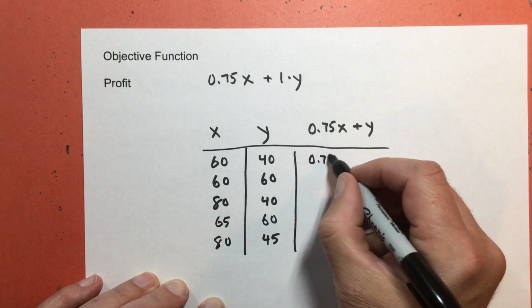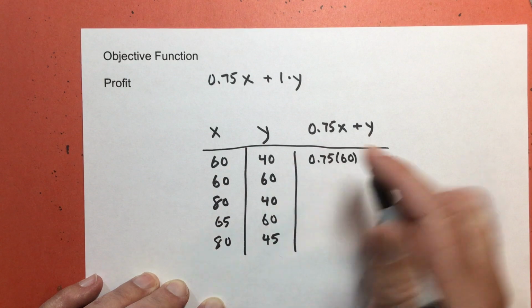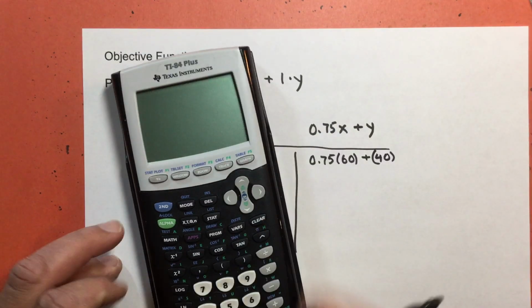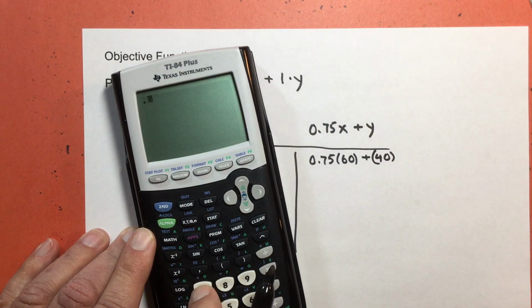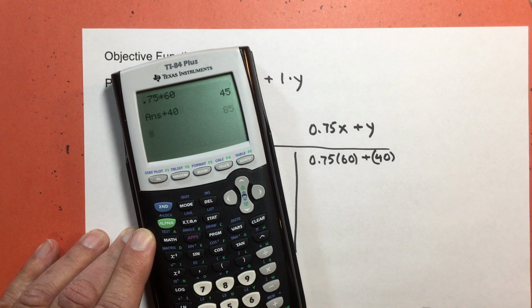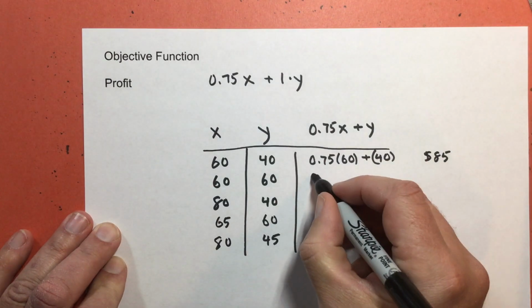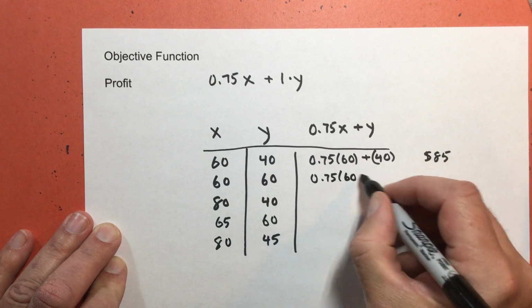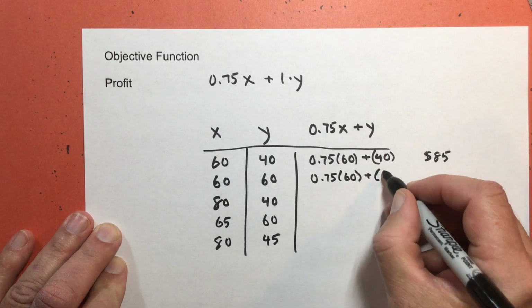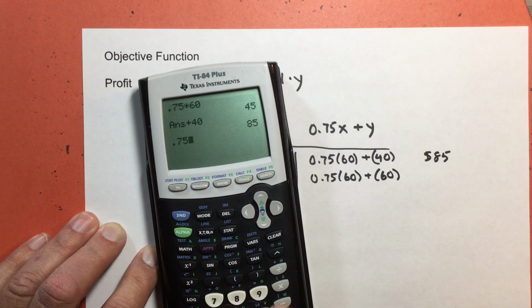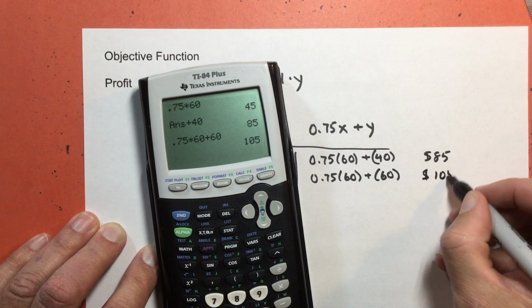Alright, so I got 0.75 times 60, that's my x, plus 1 times 40. I'm going to cheat and use my calculator. 0.75 times 60 should be 45, plus 40. They're going to make a profit of $85 if we do it that way. 0.75 times 60 plus 1 times 60. I'm guessing this is going to be 105. That's going to give a profit of 105.